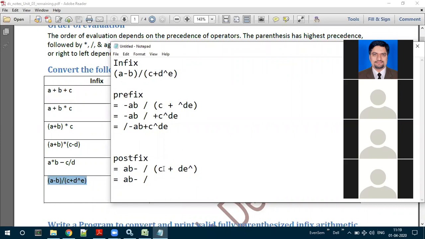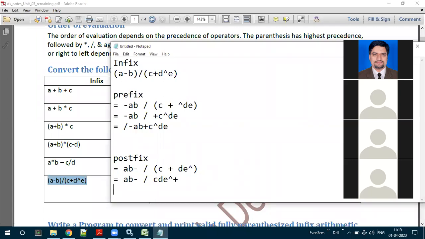I will repeat this step once again. The operator is plus. The first operand is C, so write down C. What is the second operand? D, E and power. Then what is the operator here? Plus. That is the postfix conversion for this sub-expression.